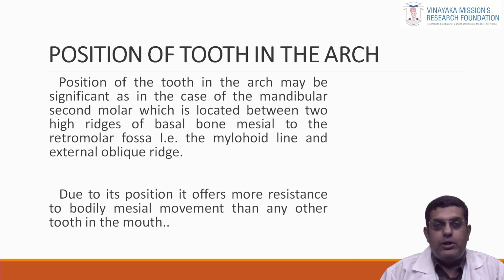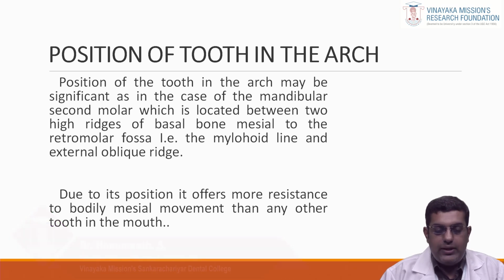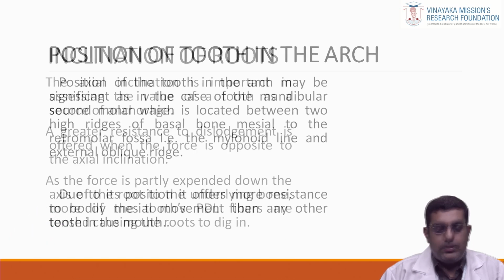Coming to the position of the tooth in the arch. This also plays a very significant role when they act as anchors. Position of the teeth in the arch may be significant, as in the case of the mandibular second molar, which is located between 2 high ridges of basal bone mesial to the retromolar fossa, that is the mylohyoid line and the external oblique ridge. Due to its position, it offers more resistance to bodily mesial movement than any other tooth in the mouth.